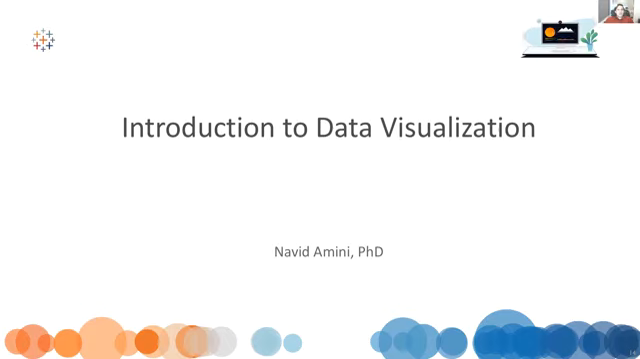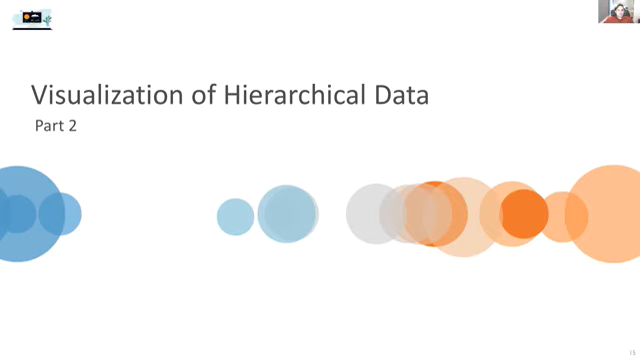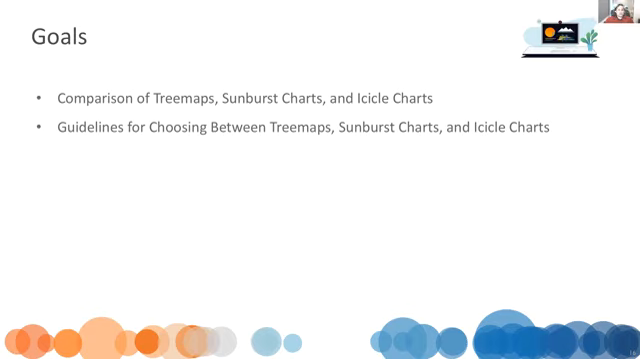Hello, we continue our discussion on visualization of hierarchical data. Similar to the previous lecture, our focus will be on hierarchical quantitative data. We will first start by going over a sample data set and tree map, sunburst, and icicle visualizations of it. We will make comprehensive comparisons between these three chart types, and toward the end of the lecture, we will provide some guidelines for choosing the best chart from these three chart types.